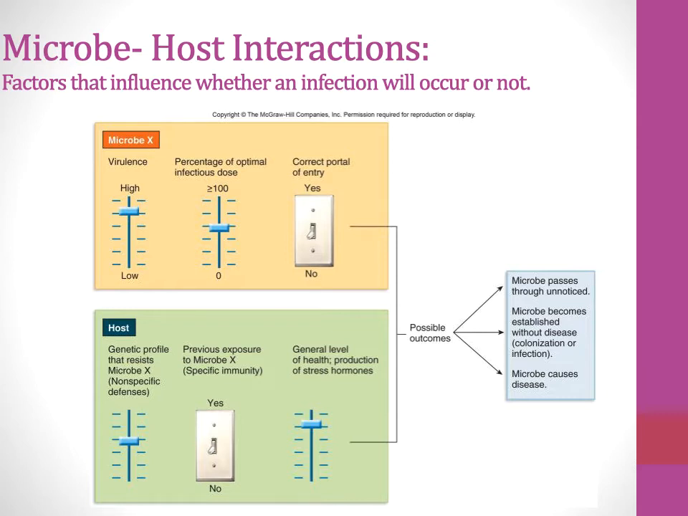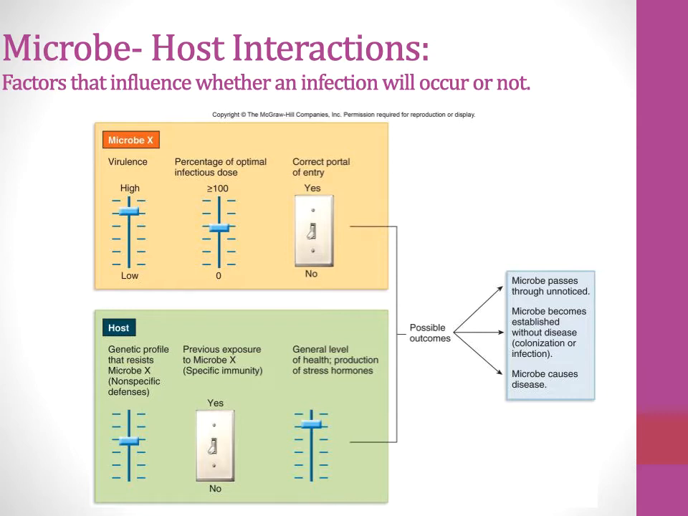And then each microbe is going to have an optimal infection dose, and so depending upon where that is. And then lastly, we need to have the correct portal of entry. So most microbes like a certain way to get into you, whether they're respiratory or digestive. So if you eat a respiratory microbe, that's not the right portal of entry, so that's in the no switch, and so it's unlikely that from the microbe side, you would actually end up with disease.